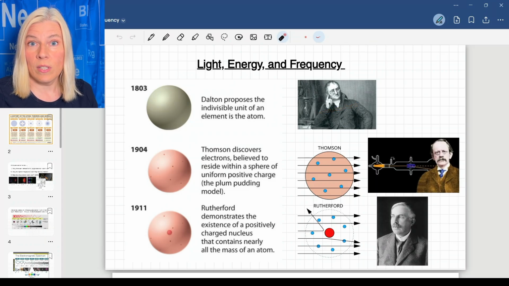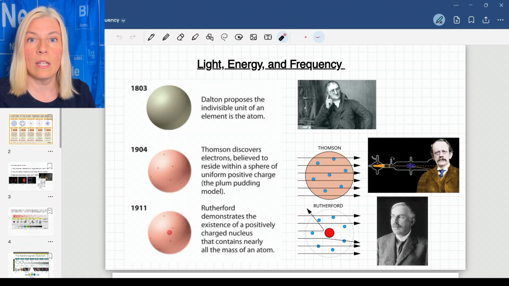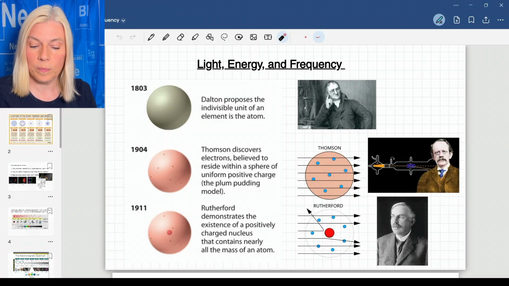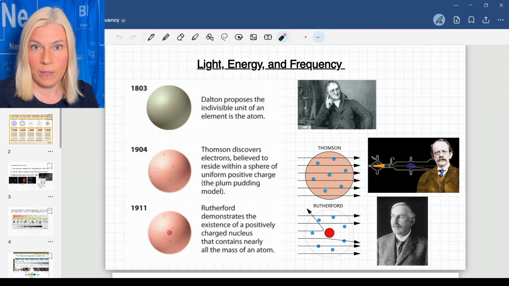After J.J. Thomson discovers electrons, we have to have a new model of an atom, and we have what's called a plum pudding model. So we have this smear of positive charge, and the negatively charged particles, electrons, are distributed in this smear of positive charge. Then in 1911, Rutherford does his famous gold foil experiment.